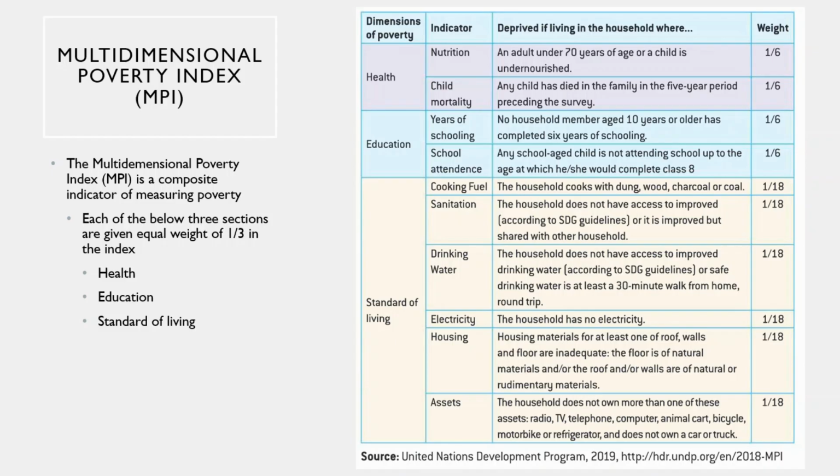We are going to talk about some of the indexes, and we're going to talk about these indexes when we get to Unit 4 as well. The first one you should know is the Multidimensional Poverty Index, the MPI. For the MPI, they look at three different things in measuring poverty, and you do need to know this. These three things are health, education, and standard of living.